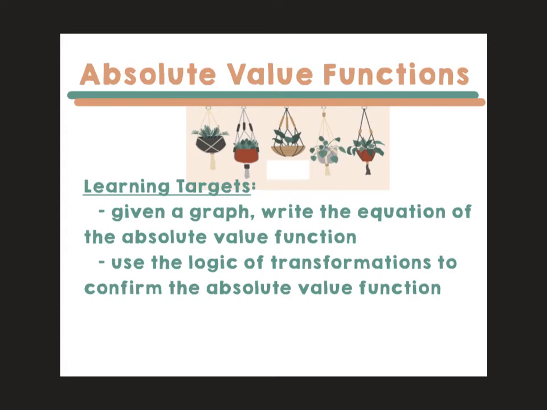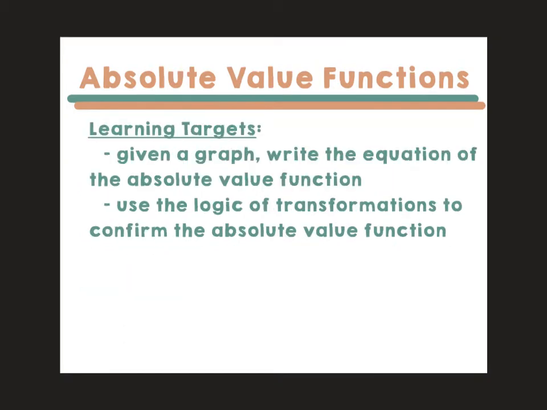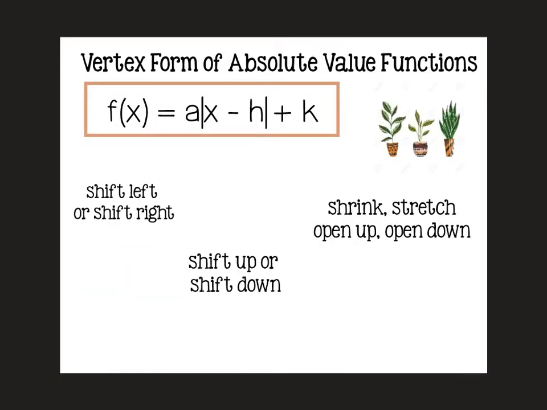Okay, so today we're going to look at graphing these absolute values. So this is considered the vertex form of an absolute value function, and yesterday we talked about what each part of this equation means. So we figured out that the h told us to shift left or right.